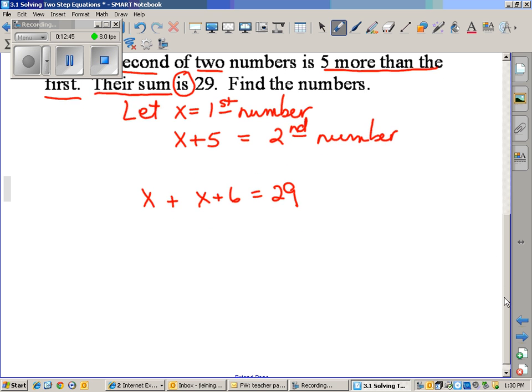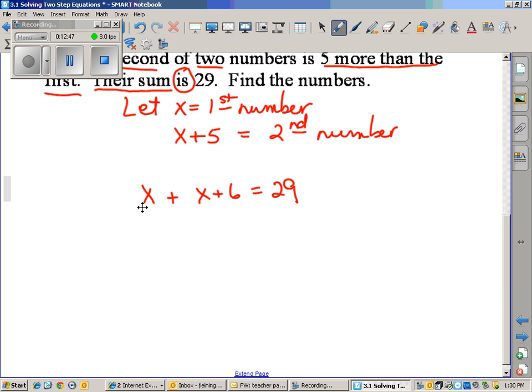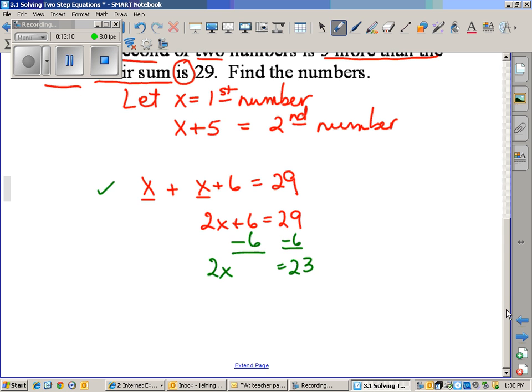There's my equation. Now I need to collect my like terms. I've got an x here and an x here. That makes 2 of them. And now we're just going to work it normally. No distribution, no collecting like terms because I did that up here. Now I'm going to subtract 6 from both sides. And I get 2x is equal to 23.